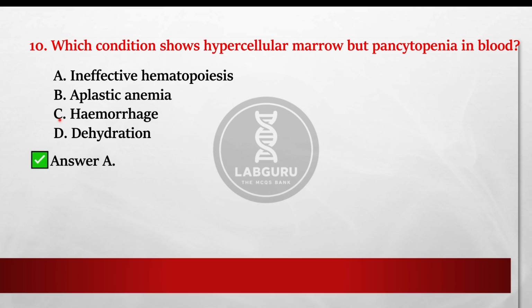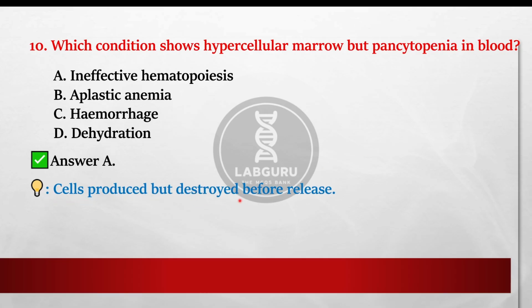So here the right answer is option A, that is ineffective hematopoiesis. Means the bone marrow is producing more blood cells, but the cells produced in the marrow are destroyed before release into the blood.